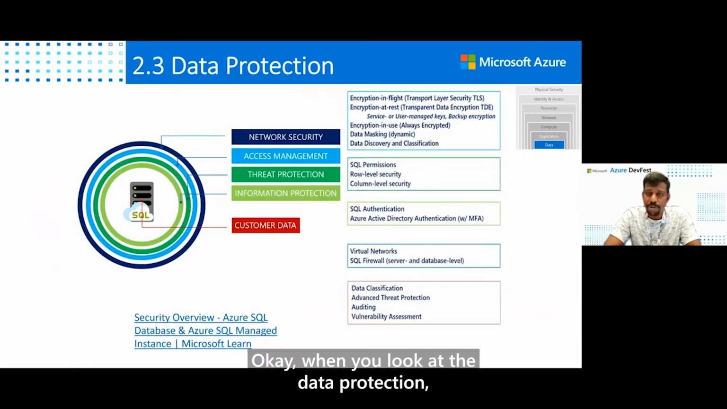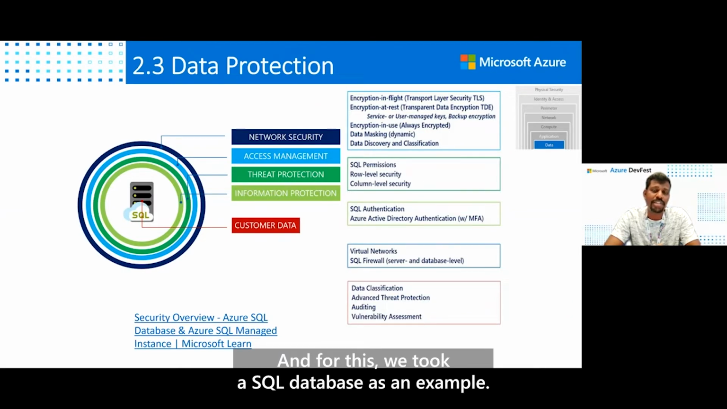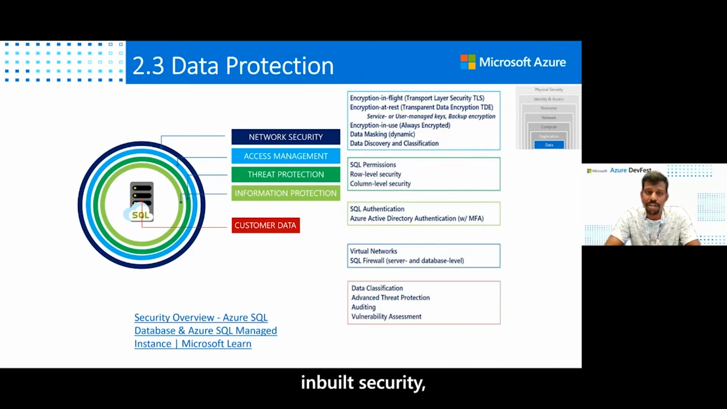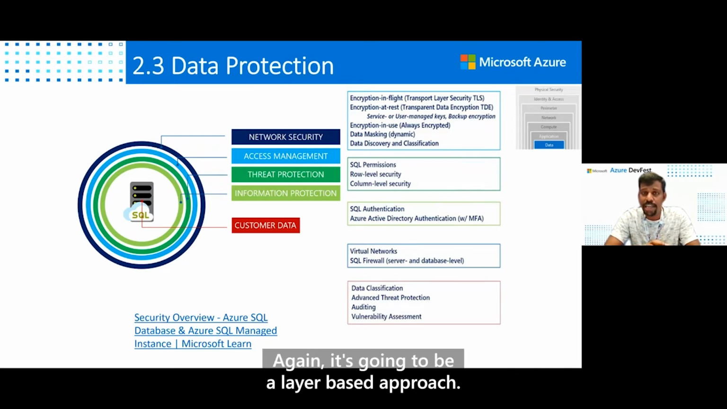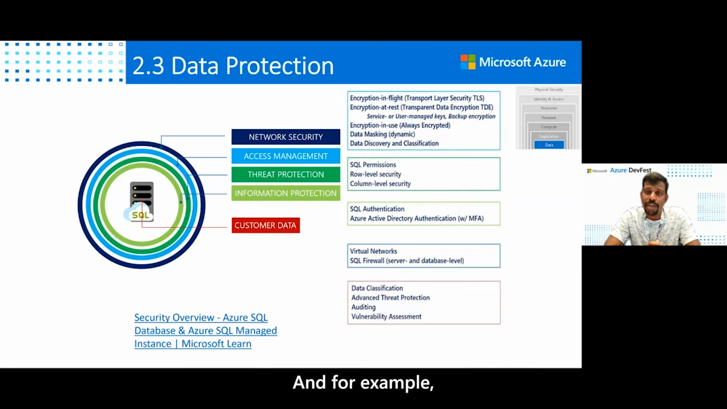When you look at data protection, in this case we are talking about structured data, and for this example we took a SQL DB. Of course, the SQL database provides a range of inbuilt security and compliance features to help us meet various security and compliance requirements. It's all illustrated here. Again, it's going to be a layer-based approach. For example, first at the network layer, you have to ensure that all your transport-level security is in place, all your data is being encrypted, and your data masking and data directory are classified properly, etc.